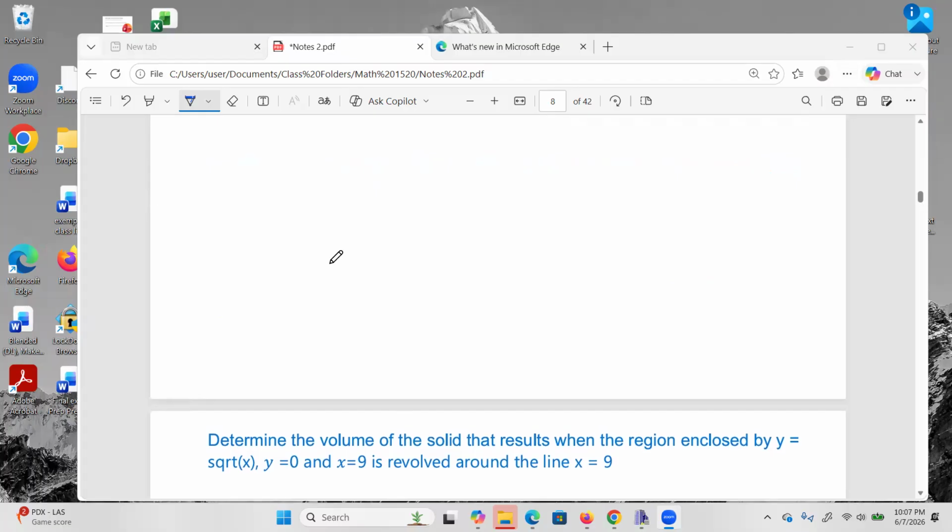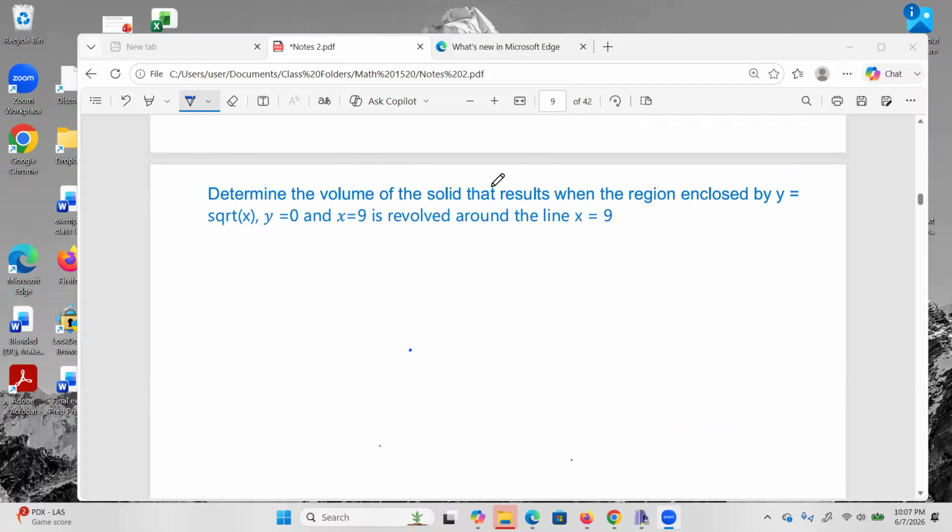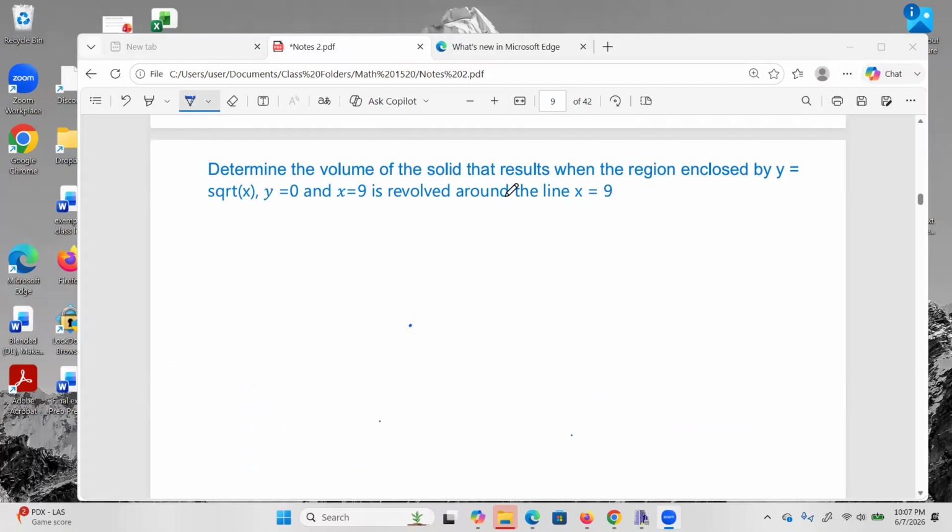So in this first problem here, we are to determine the volume of the solid that results when the region enclosed by y is equal to the square root of x, y equals 0, and x equals 9 is revolved around the line y equals 9.